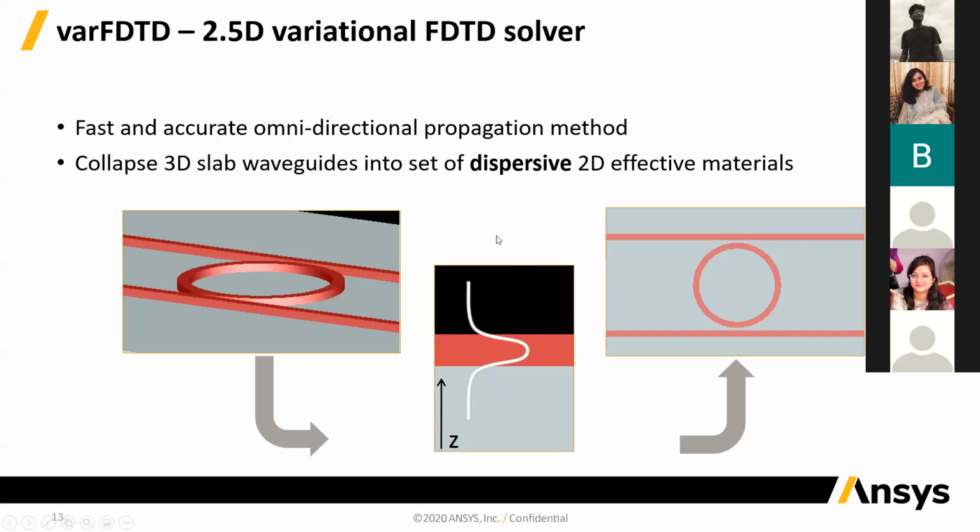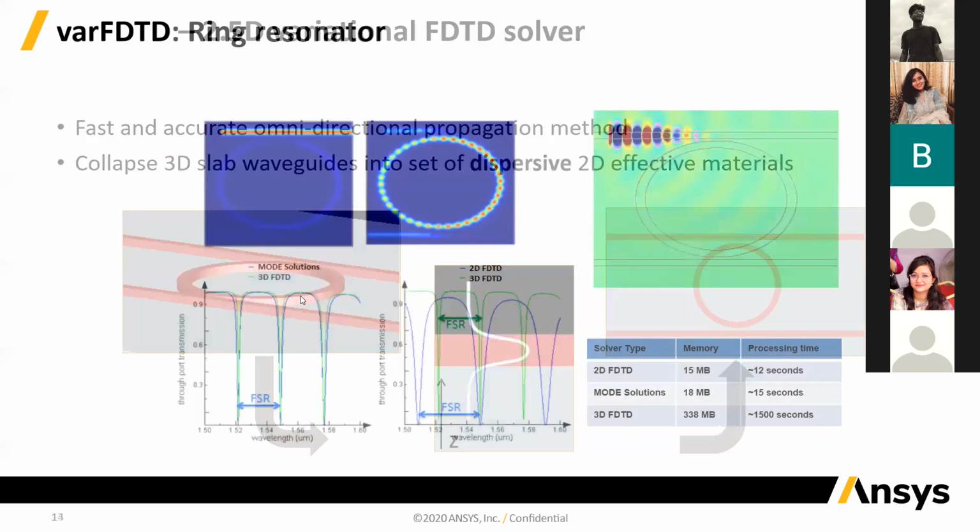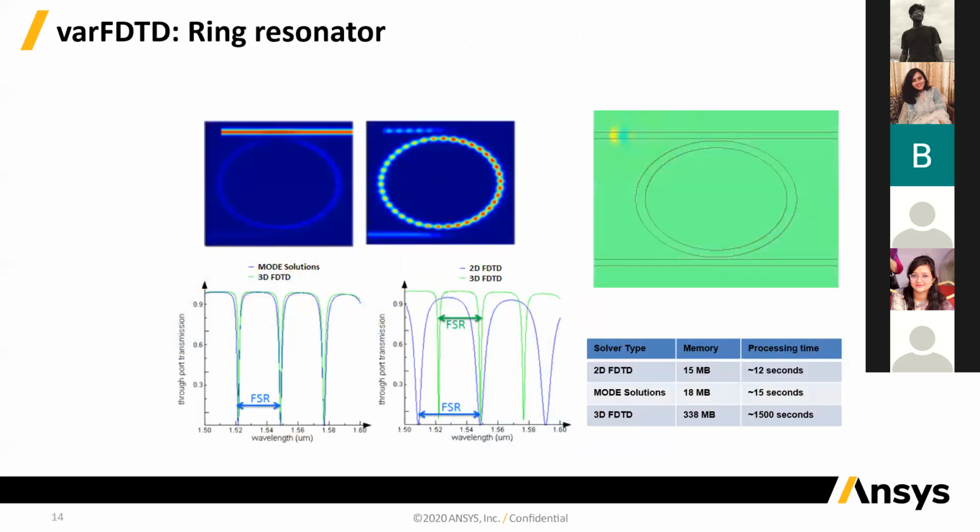It can be very accurate, but since you're moving from a 3D to a 2D simulation, your simulation can be really fast as well. So this is used in devices where a 3D FDTD simulation is prohibitive. It takes a lot of time. You can start by doing a varFDTD simulation, which allows you to do a 2D simulation for that device. And then again, once you have optimized everything, you can choose to do a 3D FDTD simulation.